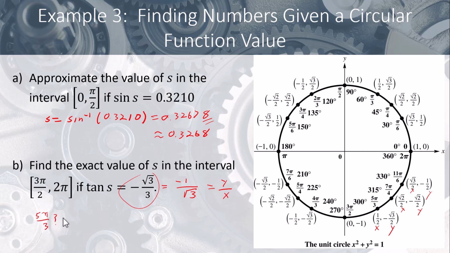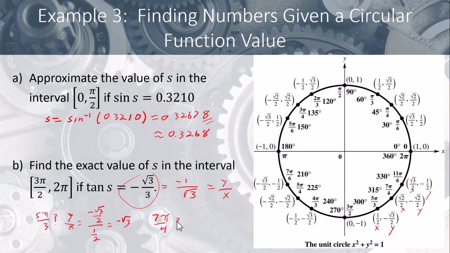Well, if it is 5 pi over 3, then y over x is going to be equal to negative square root of 3 over 2 divided by 1/2, which will give us negative root 3. So it can't be that one. Okay, what about 7 pi over 4? 7 pi divided by 4.